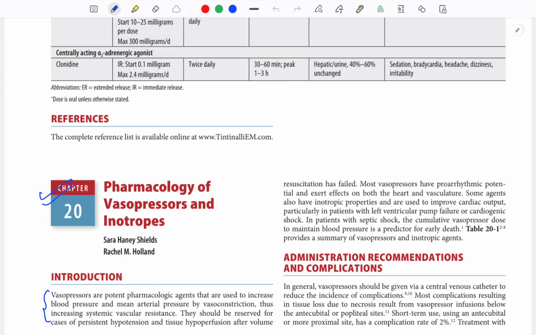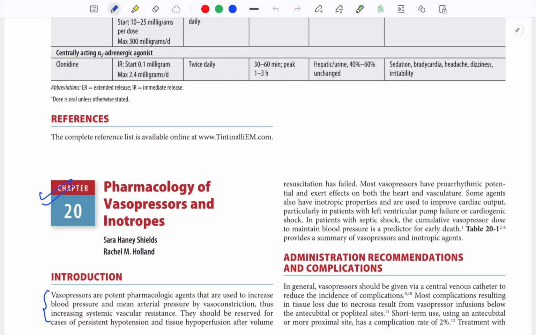Next chapter, pharmacology of vasopressors and inotropes. Vasopressors should be reserved for conditions when there is tissue hypoperfusion despite adequate volume resuscitation. So even after the patient has euvolemia, if there is hypotension, you will use vasopressors. Most vasopressors have proarrhythmic potential and they exert their effects on both the heart and the vessels.